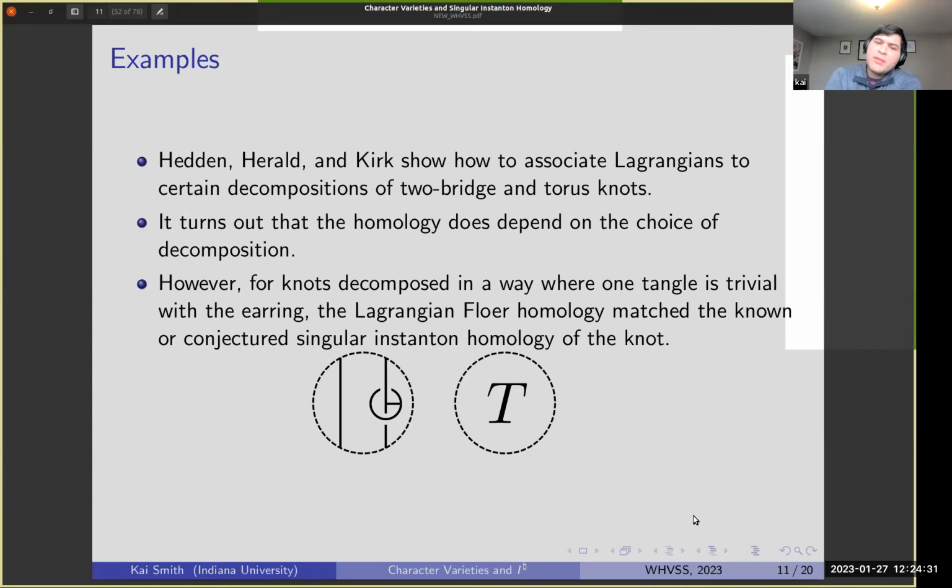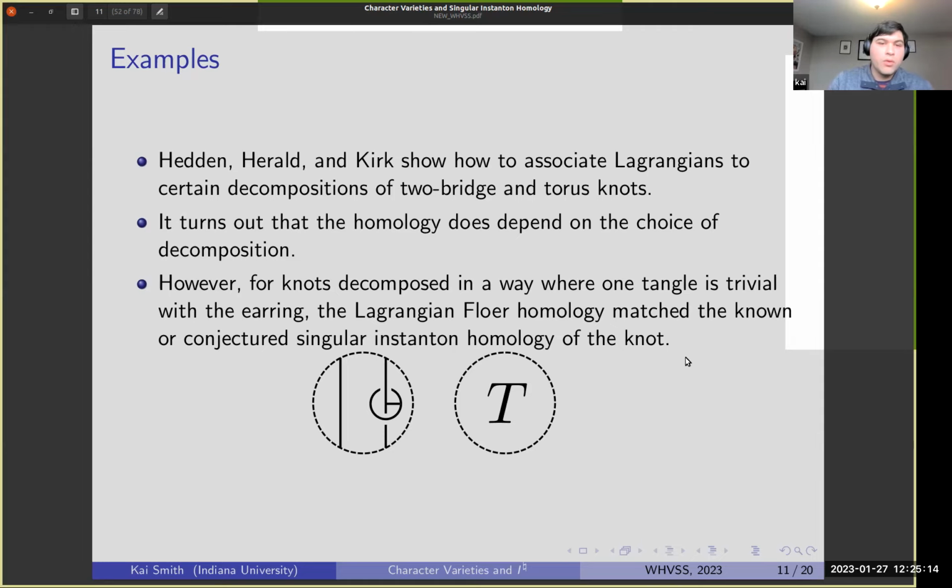But one observation they made was that in any of the examples where your knot had a particularly nice decomposition, where one of your tangles is the trivial tangle with the earring, shown in this picture, and the other tangle contains all the rest of the information for your knot, the Lagrangian Floer homology in that case always matched the known or conjectured value from singular Instanton homology. And so my goals coming into this project were to generate more examples, understand this process for more knots, and use that to probe this observation a little more.